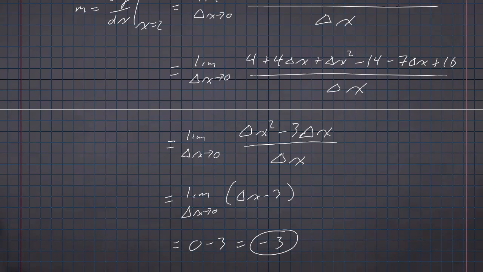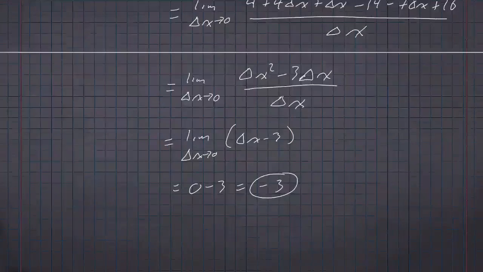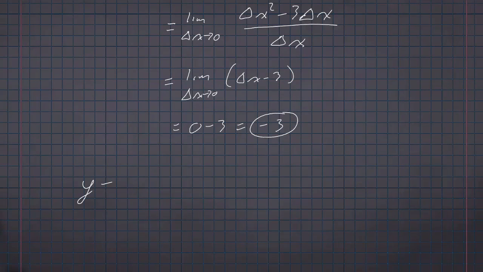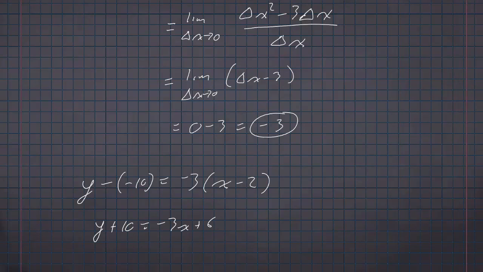All right. So we need the equation of a line with a slope negative 3 that goes to the point we came up with earlier, 2, negative 10. And that will be y minus y naught, which is negative 10, equals the slope, negative 3, times x minus x naught, which is 2. And we can simplify this to get y equals negative 3x minus 4.